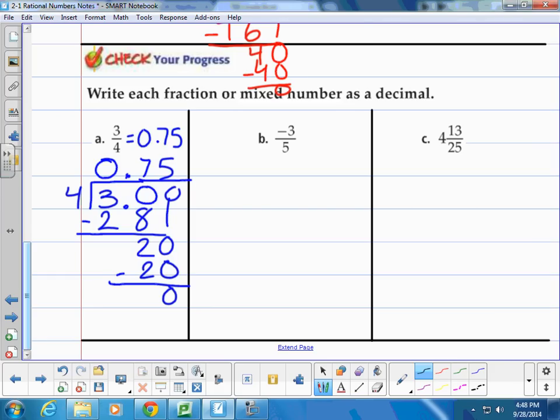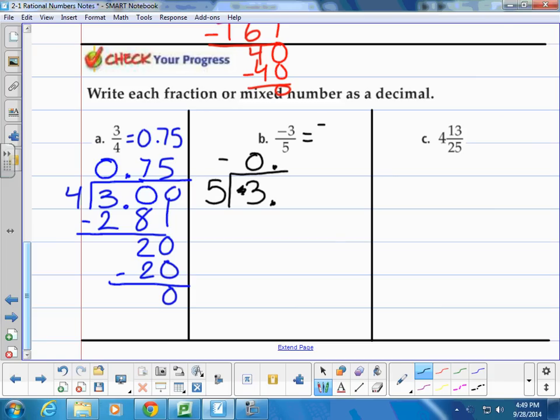Since this is negative 3/5, I know that my answer is going to be a negative, because we know negative divided by a positive is a negative. So I'm going to do negative 3. How many times does 5 go in? Put my negative up there right away, and just kind of ignore it for now.